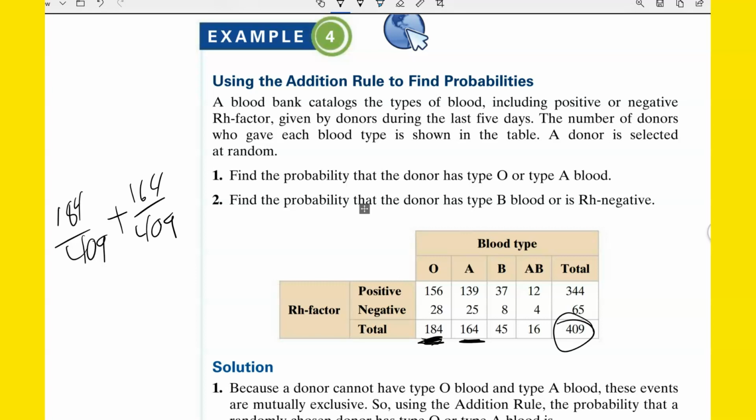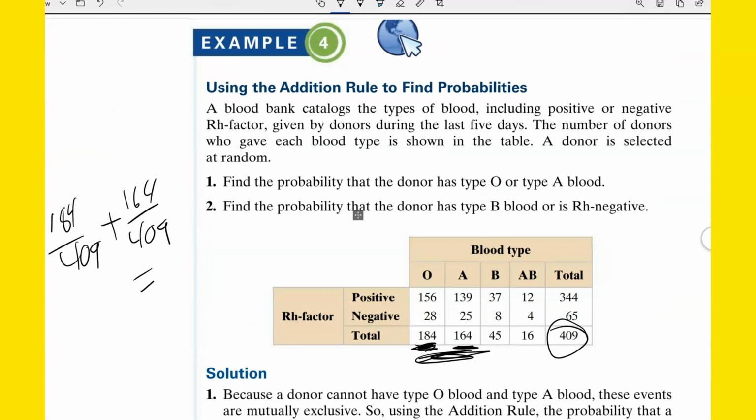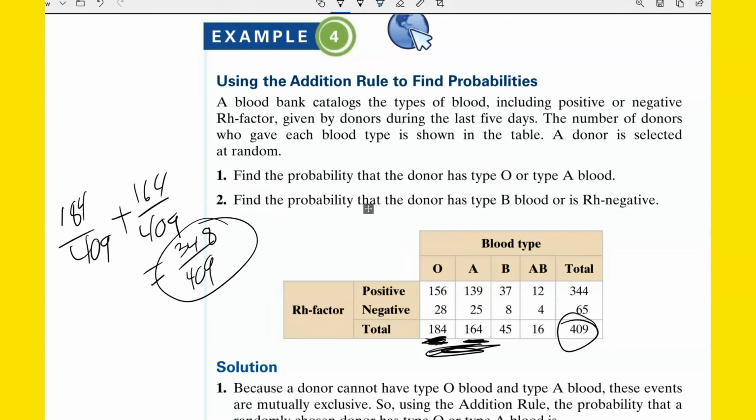And we don't have to subtract anything because you can't be both. There's nobody that's going to be both O and A. They're 2 separate categories. They're mutually exclusive, not overlapping. So we don't have to subtract anything. We add that together and we get, let's see what we get. We get 348 over 409.